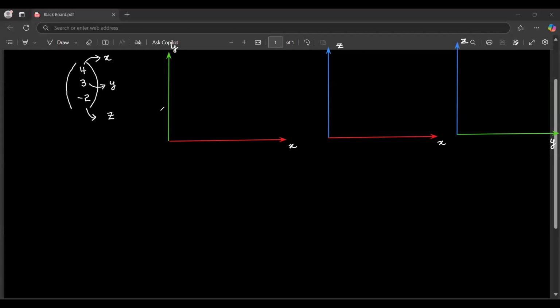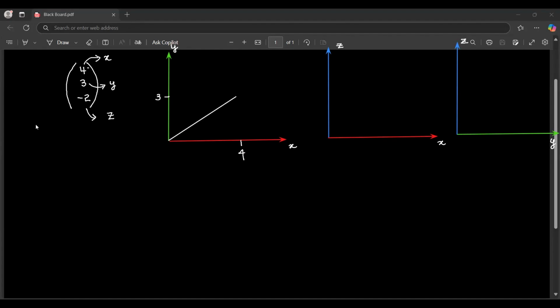Since we are talking about 3 different planes, I have drawn these 3 planes so that it will be easy for us to understand what actually happens behind the 3D representation. Here you can look: we have 4 units in the x direction and 3 units in the y direction. So we are moving 4 units and here we are moving 3 units. If we start from the origin, it should look like this.